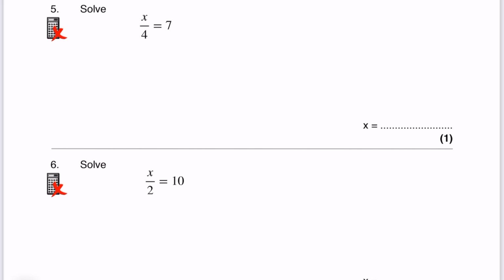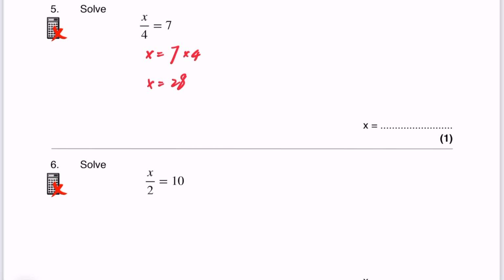Okay, question 5, x over 4 equals 7. If we were going to do a rearrangement, it's going to be x equals 7 times 4. And the reason why we can do this is because on the left-hand side, it used to be x divided by 4. If you want to rearrange it towards the right-hand side, it's going to be 7 times 4. x equals 4 times 7, which is 28.